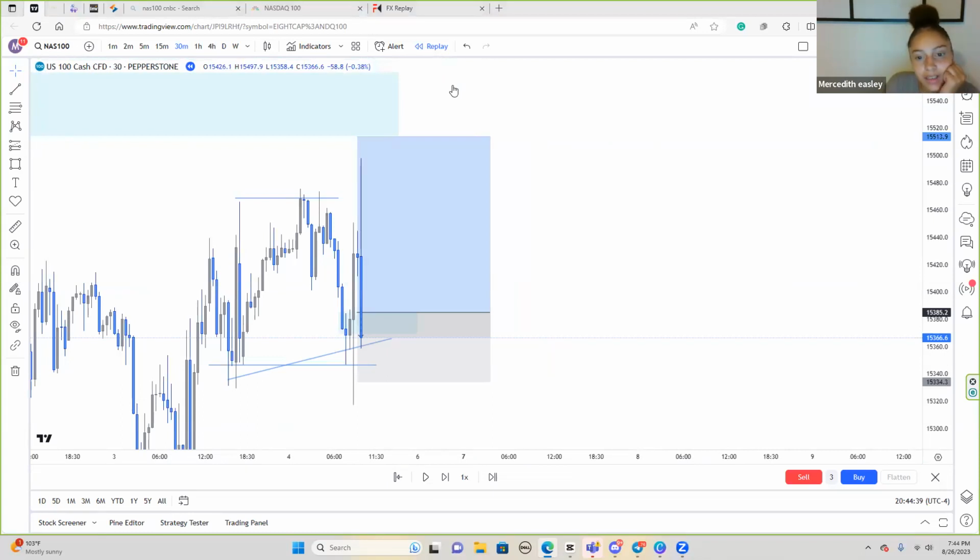Okay, understand. No problem. Did you learn ICT? Yeah, so a mix of ICT and some other smart money concept traders. A mix of some smart money traders.